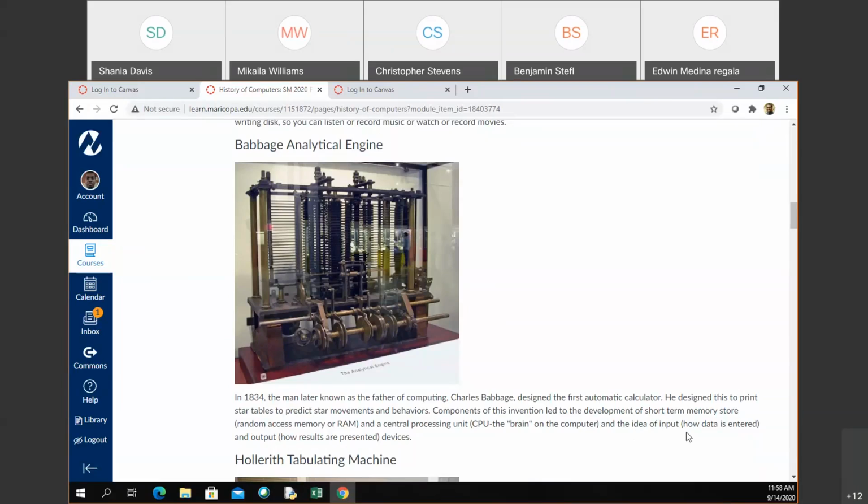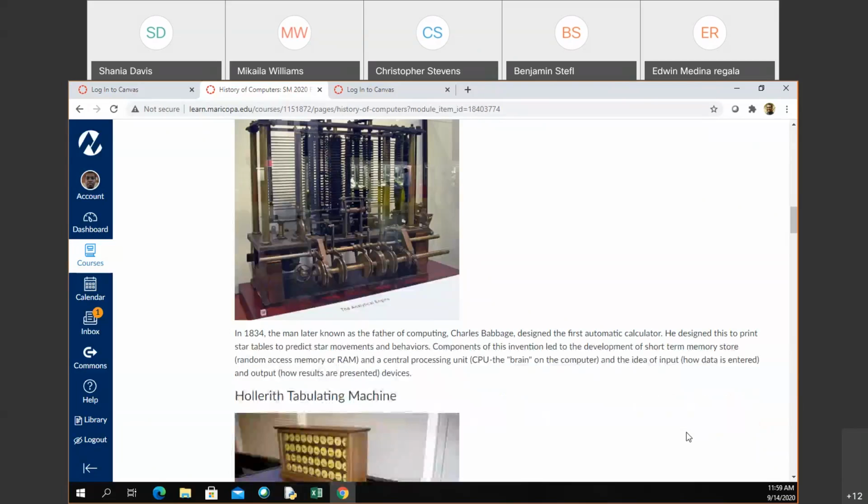I have memory on my computer. You have a couple of different types of memory, probably actually. A CPU, central processing. You have something that processes data in your computer. Inputs. How do you input data into your computer? Outputs. How do you receive the data once it's been entered in and some calculations have been done?